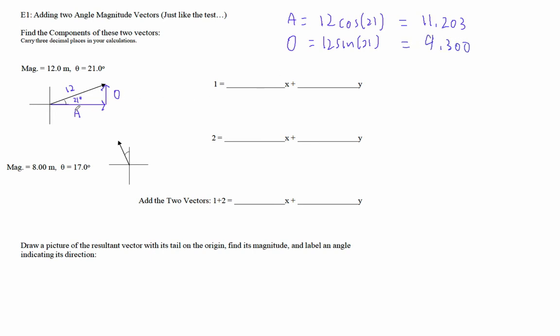Okay, so my adjacent side, that's positive, and it's in the x direction. That's positive x, right? This is positive y. So this guy is positive and in the x direction, and this guy is positive and in the y direction. Okay, so let's write this down. 11.203, and this is 4.300. Positive, positive, x direction, y direction. Double check. Does that make sense? It does. Okay. So let's draw a picture of this guy here.